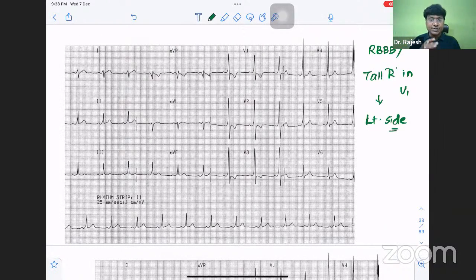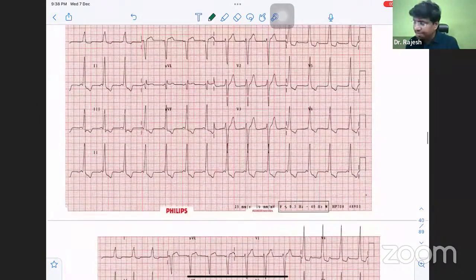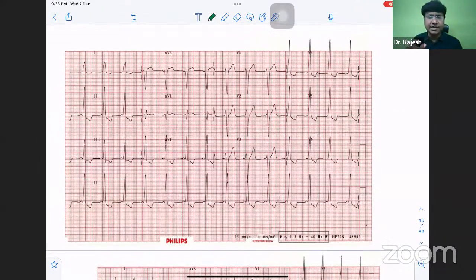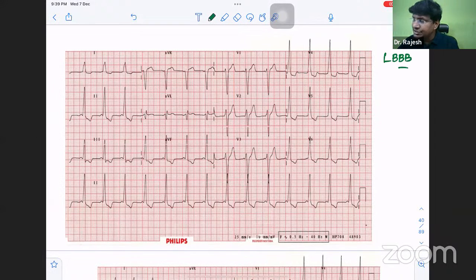Right, the accessory pathway is on the left side. Okay, next. And you take the other ECG: short PR interval, delta wave, wide QRS complex. But if the individual has an ECG of LBBB pattern, and along with the LBBB pattern there is a short PR interval, delta wave, and wide QRS complex, here the pathway will be a right-sided accessory pathway. So this is how you will identify, right?